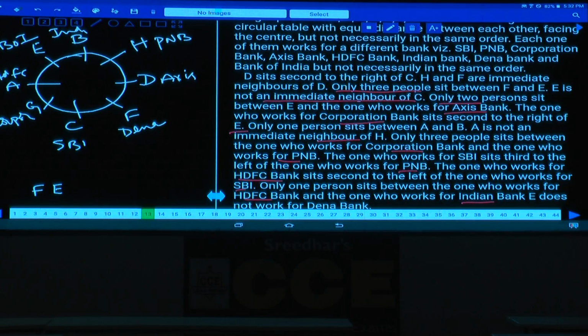Now these 3 questions, 19 to 21, are based on direction sense. Let us start solving this direction sense set, 19 to 21.